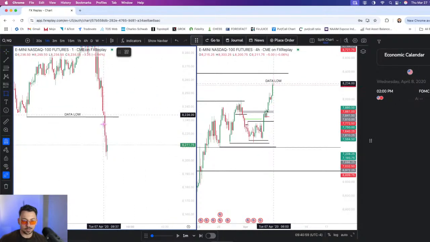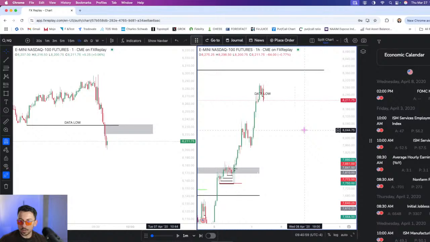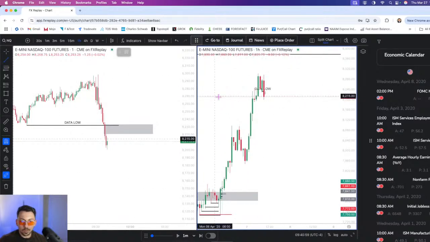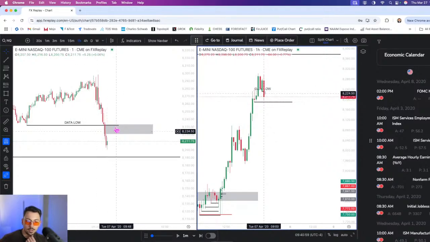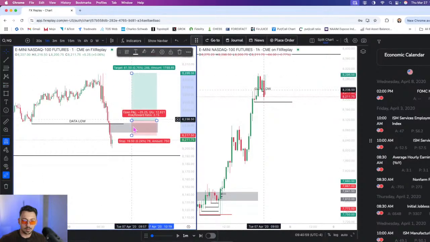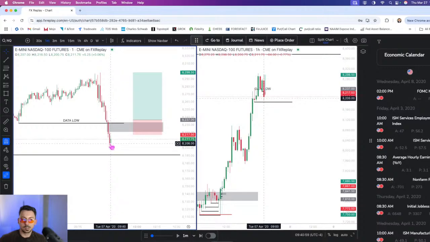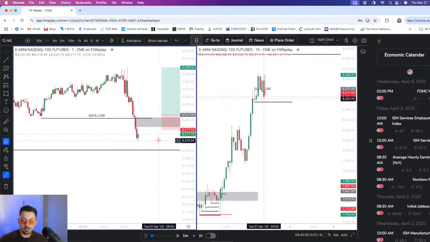Okay, what do we think, guys? Is this a good IFVG to the upside? Is this a good inverse fair value gap to the upside, to target this high? Let's say we close above it right now. We did sweep some lows, right? So is this a good IFVG?